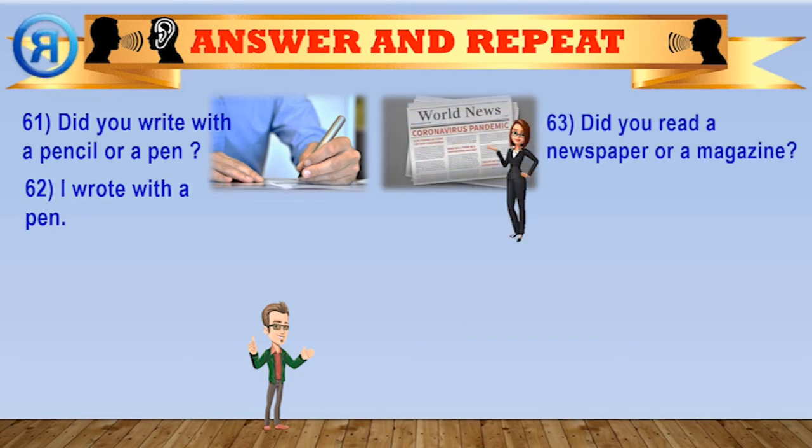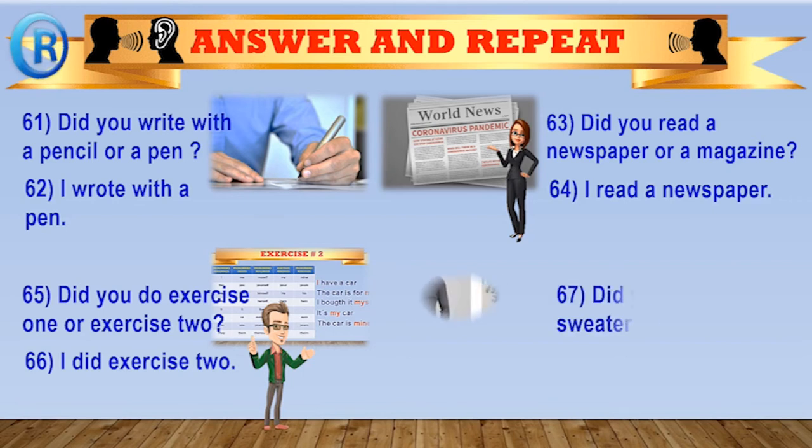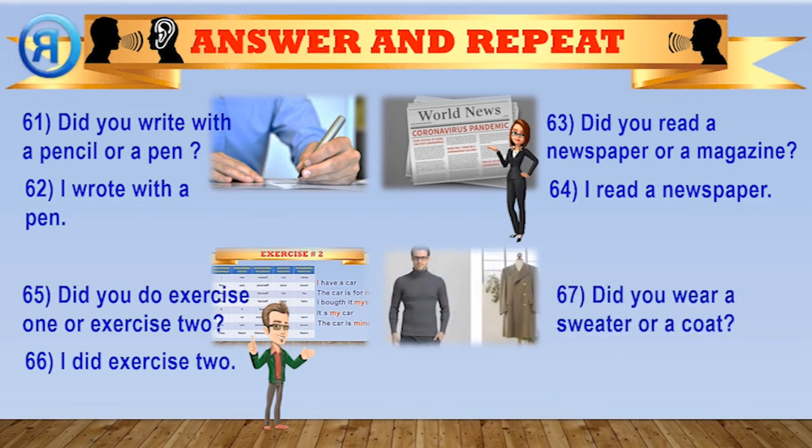63. Did you read a newspaper or a magazine? 64. I read a newspaper. 65. Did you do exercise 1 or exercise 2? 66. I did exercise 2. 67. Did you wear a sweater or a coat? 68. I wore a sweater.